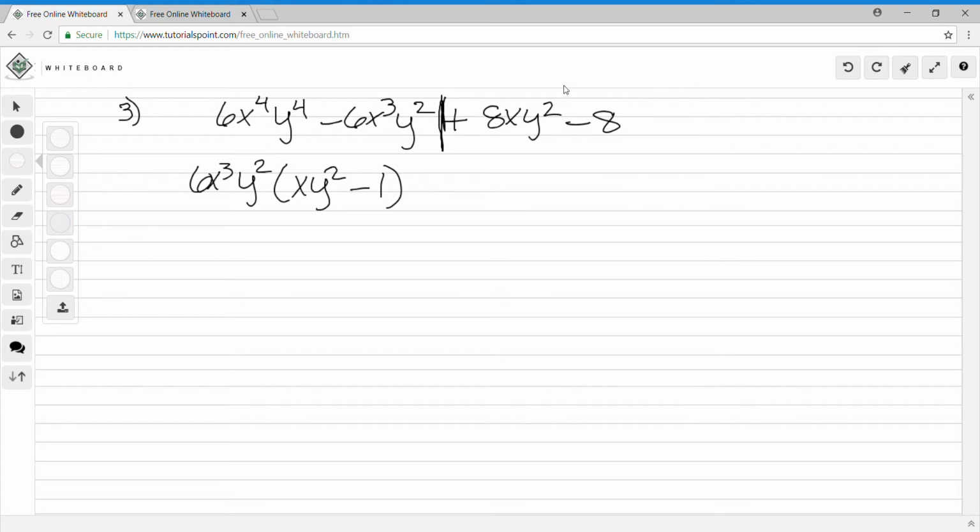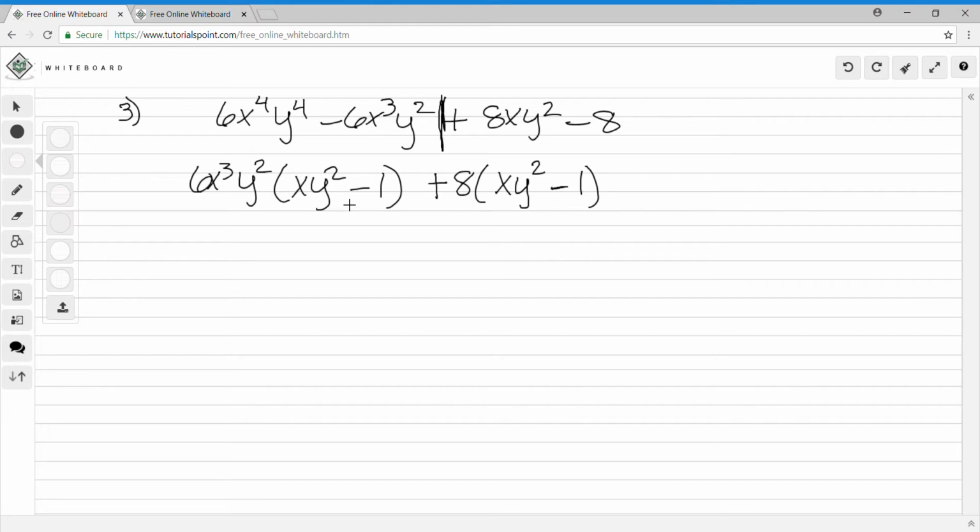And then let's look at the second last term. So we have an 8xy squared minus 8. What can we factor out? I could factor out just an 8. So I'm going to do plus 8. And then this you get an xy squared. So when you multiply 8, you get this. Then it should be a minus 1, because 8 times negative 1 is negative 8. Okay, so these two terms are the same. xy squared minus 1.